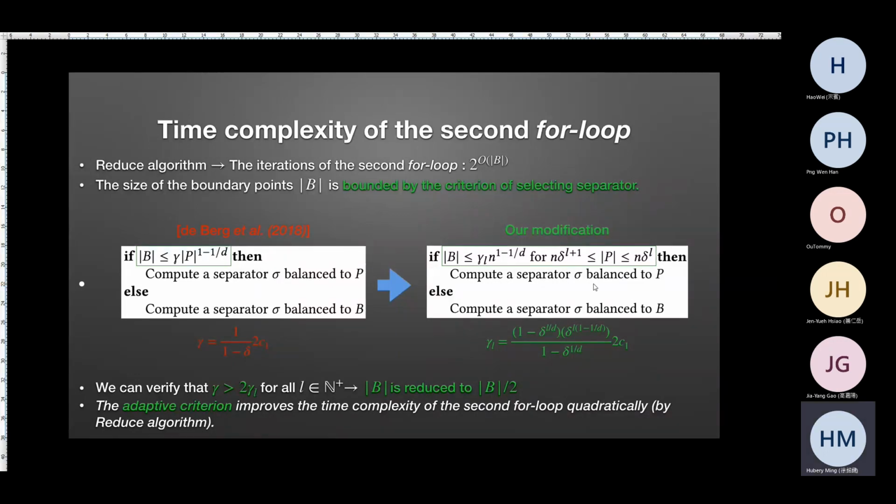So first we identify what L is. Then we use this equation to define what gamma_L is, and use this to decide what kind of separator we would like to create. C1, you mean? C1 is actually the constant we discussed in the separator theory. That is a constant that is independent of the size of the problem.